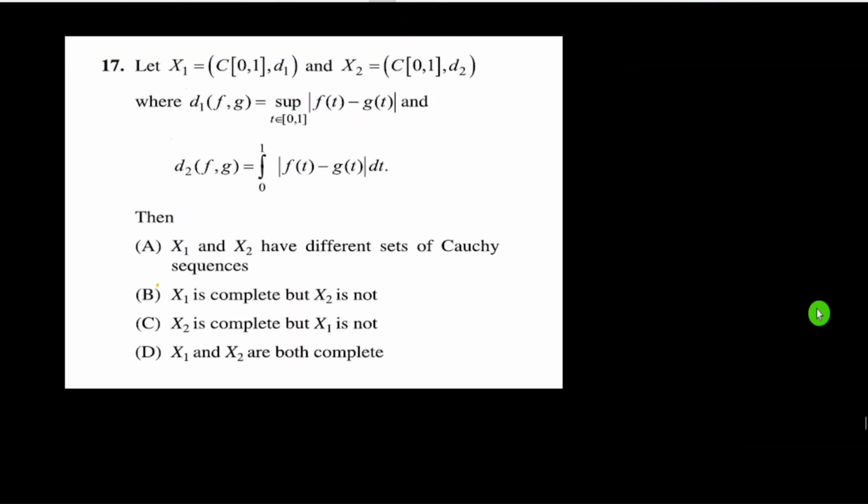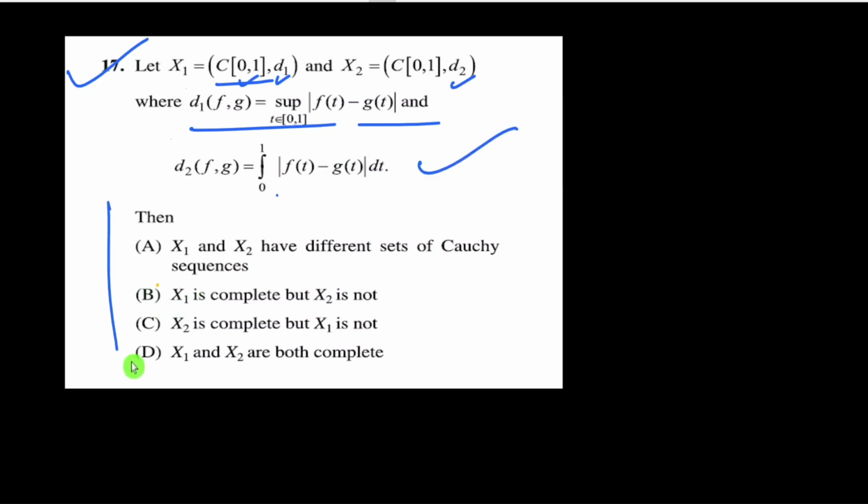Now, the next question, question number 17. It says: let X1 equal to C[0,1], the real valued continuous functions over [0,1], and d1, d2 are two metrics, given as the supremum metric, and the integral from 0 to 1 of the modulus of the difference. It is given four options about completeness.